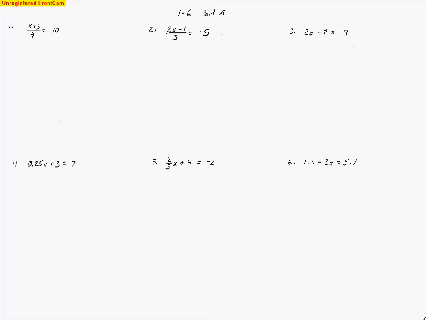Today we will be solving two-step equations. And so let's take a look at our first problem here. It says x plus 3, and then we've got the division sign, so it's being divided by 4 equals 10.